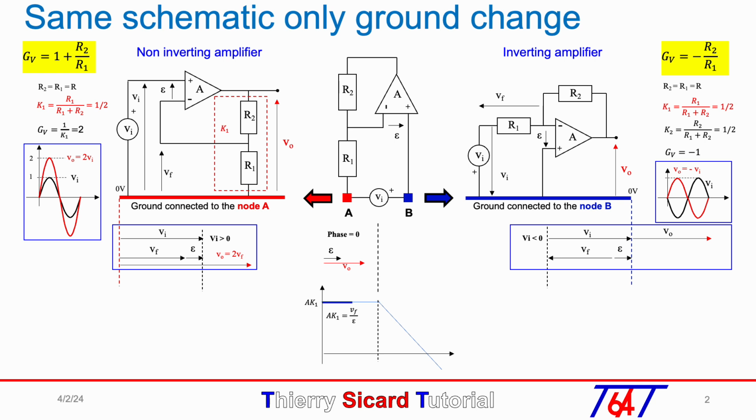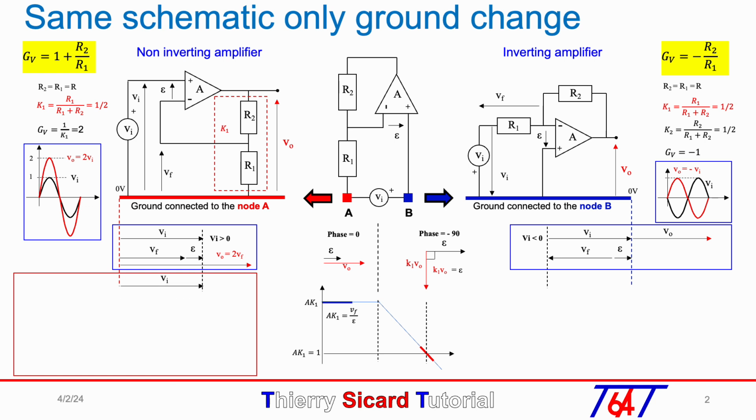Now we will focus when the open loop gain A times K1 equal 1, with a phase of minus 90 degrees. If the gain Vf over epsilon equal 1, this means that K1 times Vout equal epsilon with a minus 90 degree phase. The vectorial diagram becomes as shown in the left red rectangle.